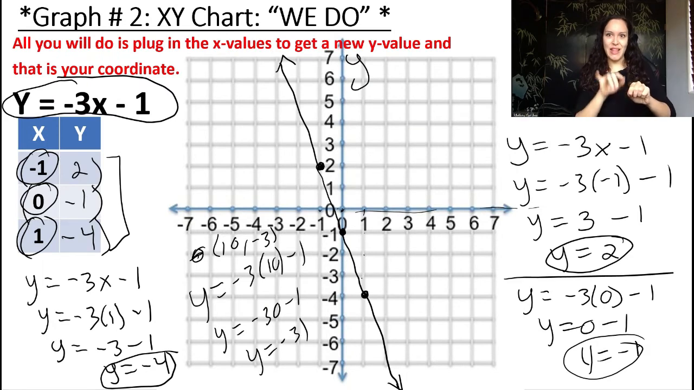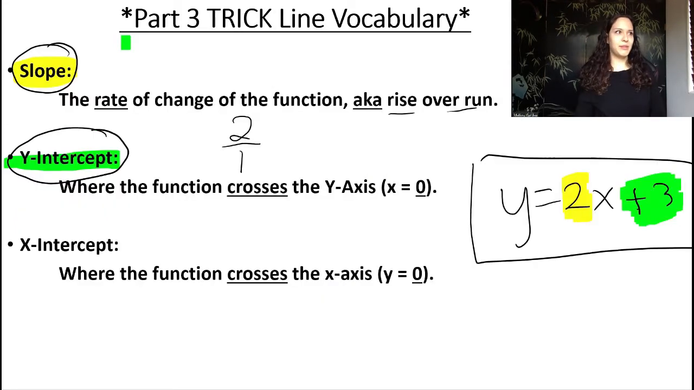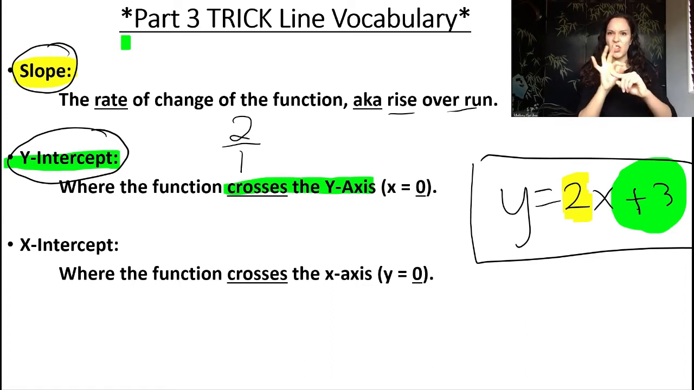I plugged in 0, got -1, because that's my y-intercept automatically. Whenever I plug in 0, I get this right here, the number that was there, my constant. So it's where the function crosses the y-axis. So where it crosses.